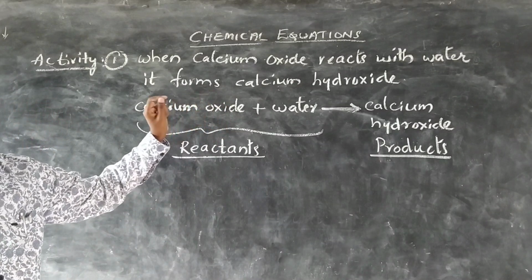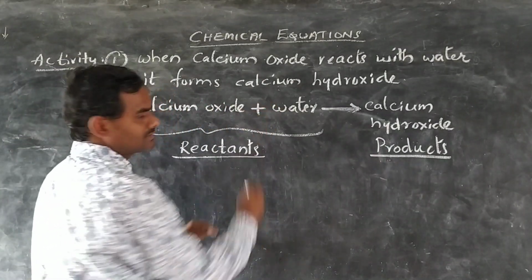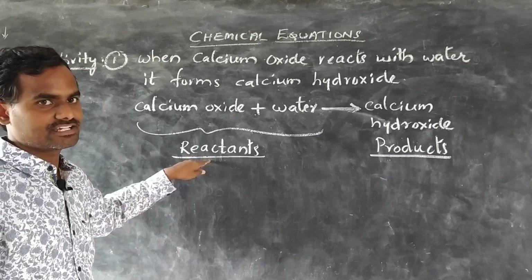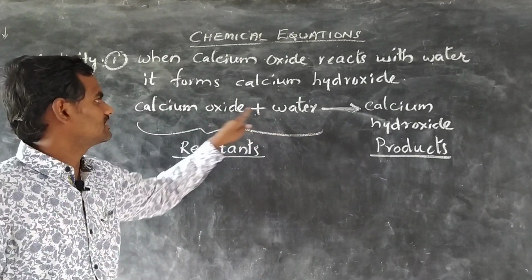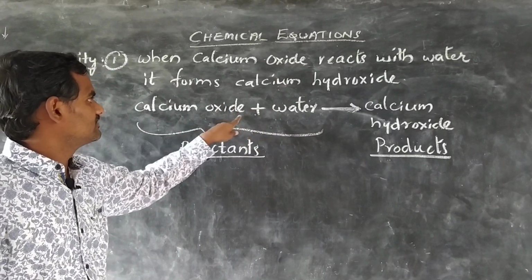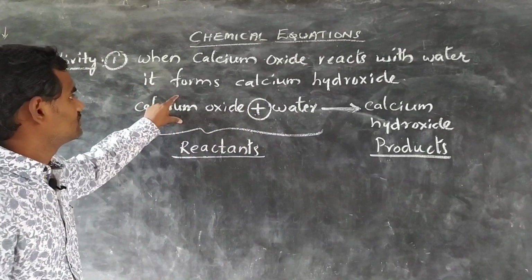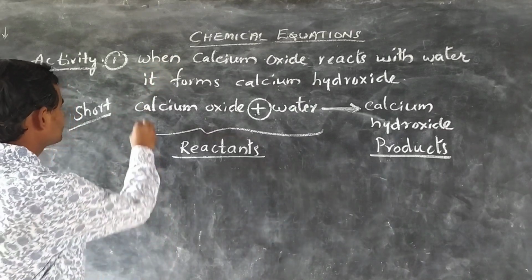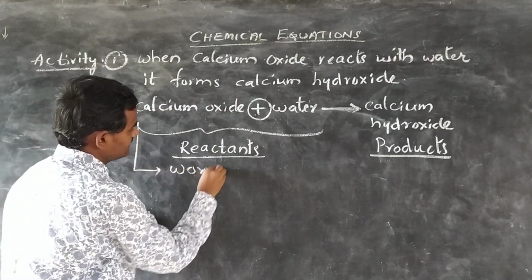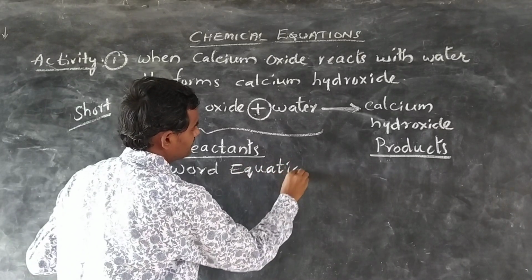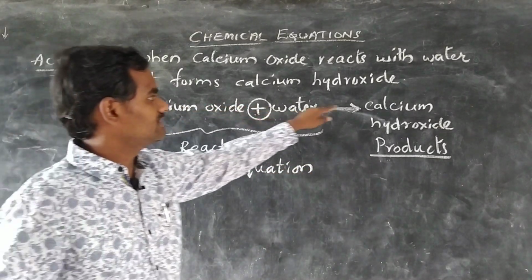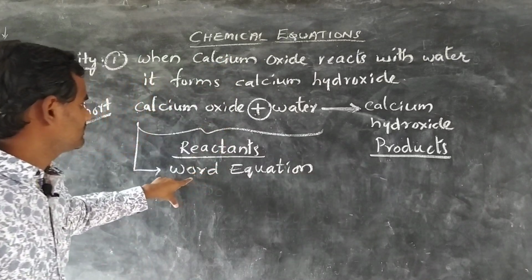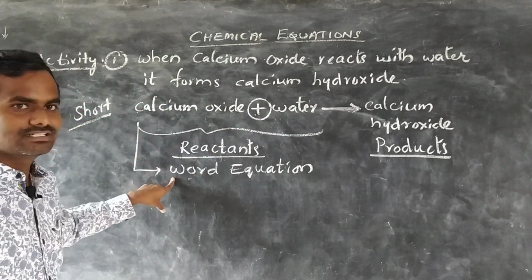We use the plus symbol to represent that two or more reactants are present in the reaction. So this is the short form of the same reaction. This type of equation is called a word equation. Here we are using words to represent the same reaction, writing it in the form of words. So that is called a word equation.